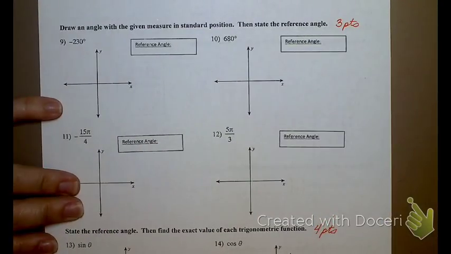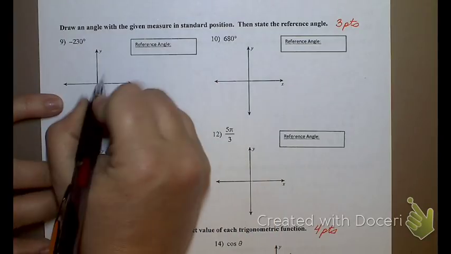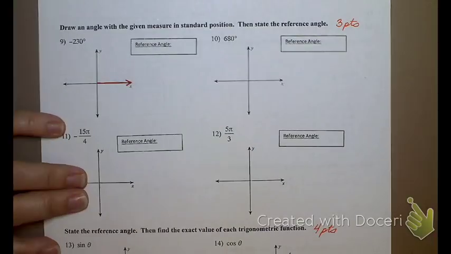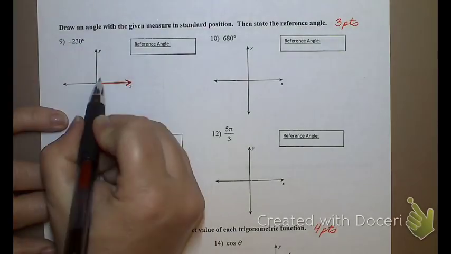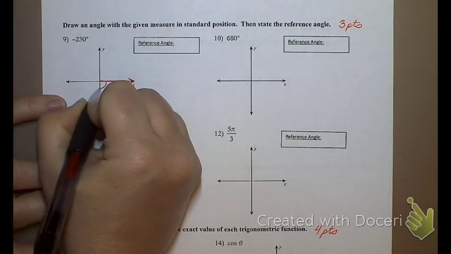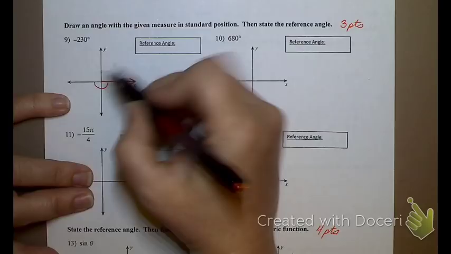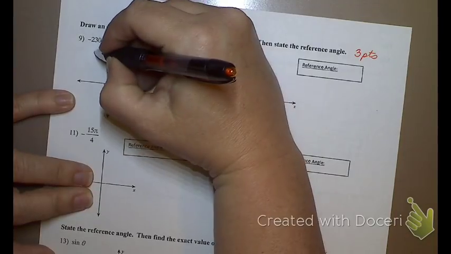All right, draw an angle with the given measure in standard position. Standard position means what? Our initial side is on the x-axis, and then that terminal side is going to be in one of the 4 quadrants, or potentially on a quadrant also. Now, negative 230 degrees. Negative means I'm going to start going up or going down? Going down. I know that going down from here to here is 180, correct? If I were to go all the way to this, I would be at negative 270. So 230 is somewhere in here.